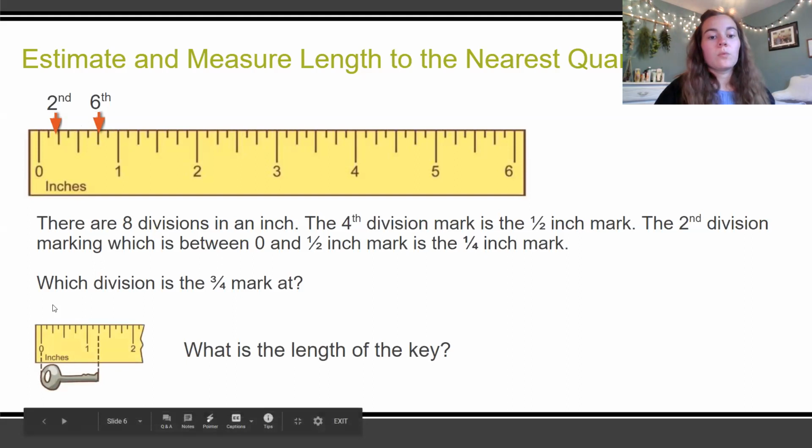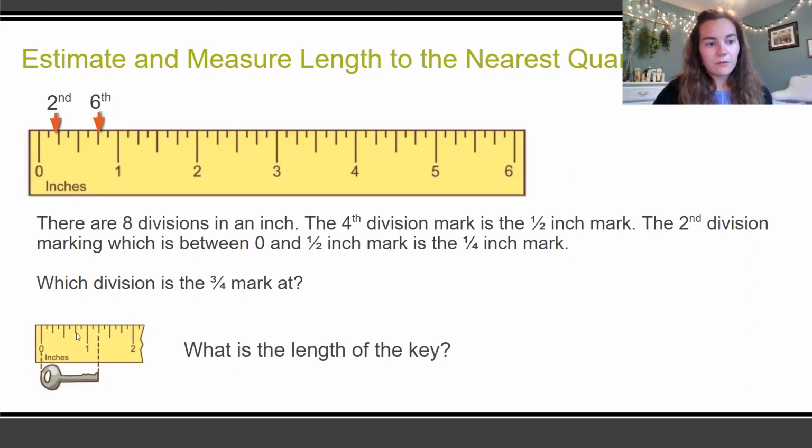So here's an example. What is the length of the key? So here we line it up with our 0. It goes all the way to 1 and a little past. And I'm going to the nearest 1/4 inch. So I want to think, here's my 1, and then I have a little line. And perfect, 1/4 right there. So the length of the key is 1 1/4 inch.